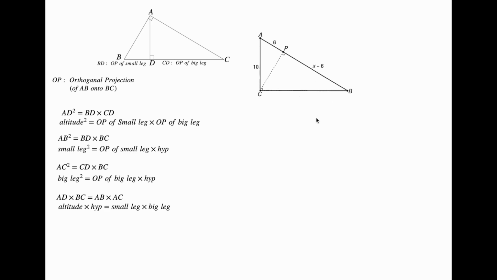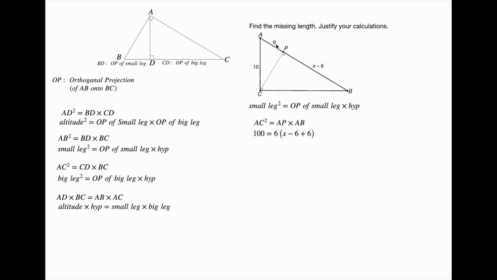Let's have a look at an example. Here are our four rules rewritten. We need to find out what x is. This is the small leg. The small leg squared is equal to the orthogonal projection of the small leg, that's this AP, which is 6, times the hypotenuse, which is 6 added to x minus 6. The small leg AC squared is equal to the orthogonal projection of the small leg, AP, times the whole hypotenuse, AB. Fill in what we know. AC is 10, squared is 100, equal to AP which is 6 times 6 added to x minus 6, which gives us x. We have 100 is equal to 6x, and dividing both sides by 6 gives us 16.6 repeating is x. Let's try another one.